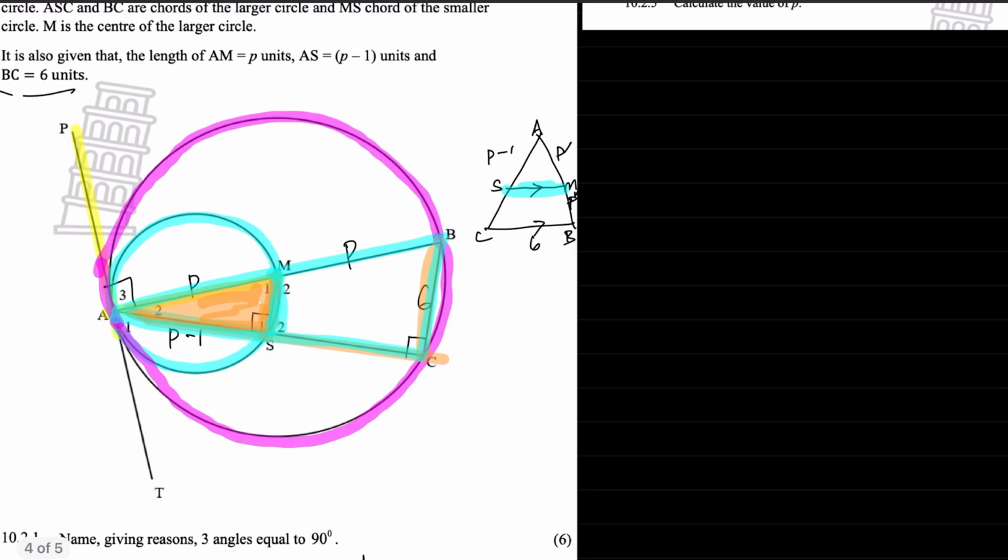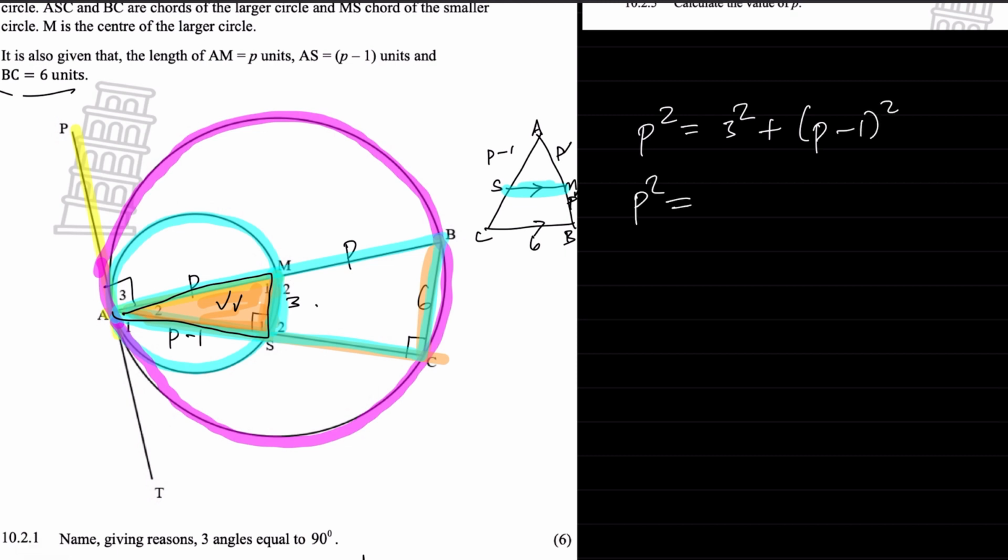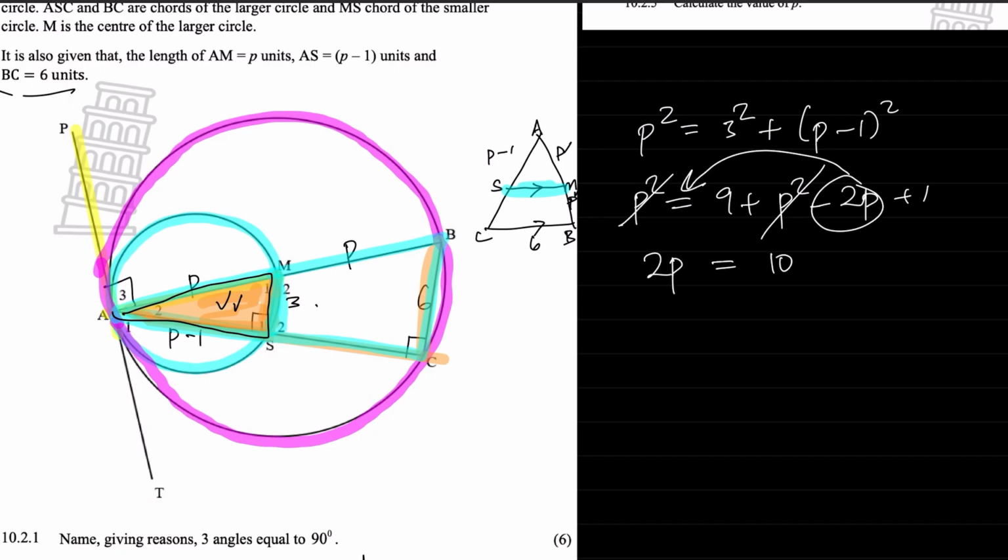To calculate P, what we'll do is we'll focus in on this triangle right here. We can use Pythagoras to solve for that triangle. So remember, P is my hypotenuse, so P squared is going to equal 3 squared plus P minus 1 all squared. P squared is equal to 9 plus P squared minus 2P plus 1. P squared will cancel. You take the minus 2P over. 2P is equal to 10. P is then equal to 5.